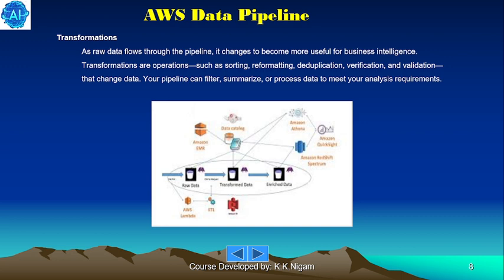Transformations. As raw data flows through the pipeline, it changes to become more useful for business intelligence. Transformations are operations such as sorting, reformatting, deduplication, verification, and validation that change data. Your pipeline can filter, summarize, or process data to meet your analysis requirements.